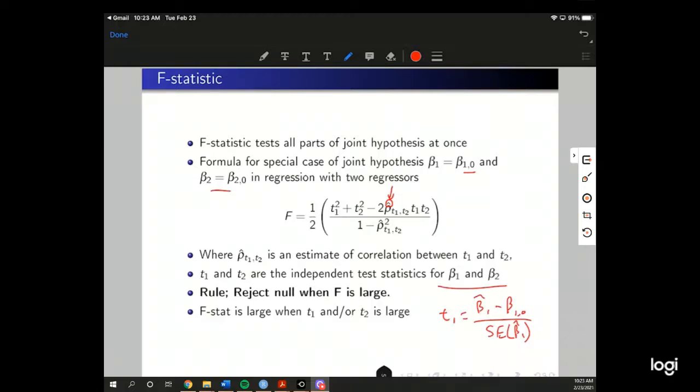So this equation sort of gives us the reasoning why we can reject the joint hypothesis if either one of the coefficients is statistically significant, right? So if one is not, let's say beta 2 is not statistically significant, and the t-stat on beta 2 is equal to 0, then we can still reject our joint hypothesis if t1 is large enough.